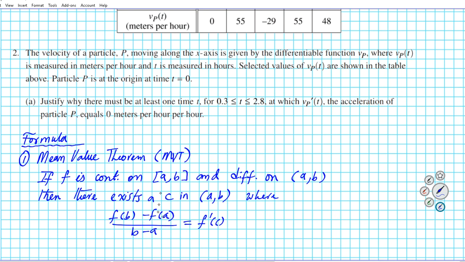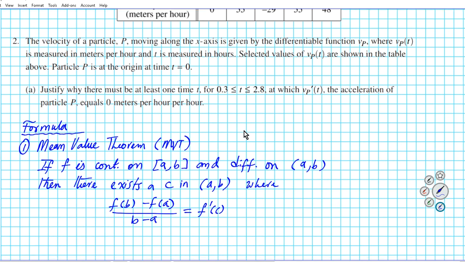In our particular example, we're going to be using v instead of f. In this situation, we're being asked if there is a t in this interval that justifies the conclusion that v prime of t is equal to 0. If we can show that the average rate of change on this interval is 0, then by the MVT we can conclude that there is a t where v prime of t is equal to 0, because it satisfies the initial condition of the mean value theorem.